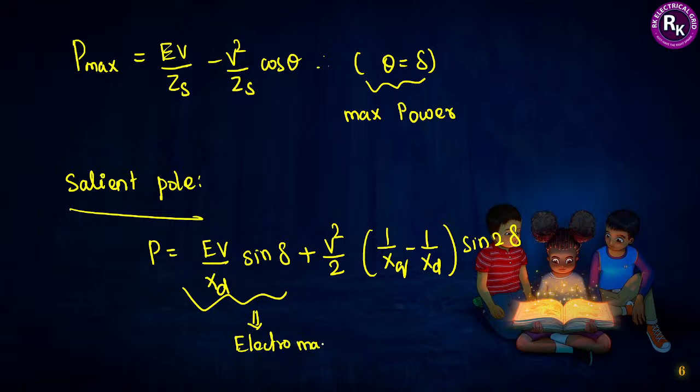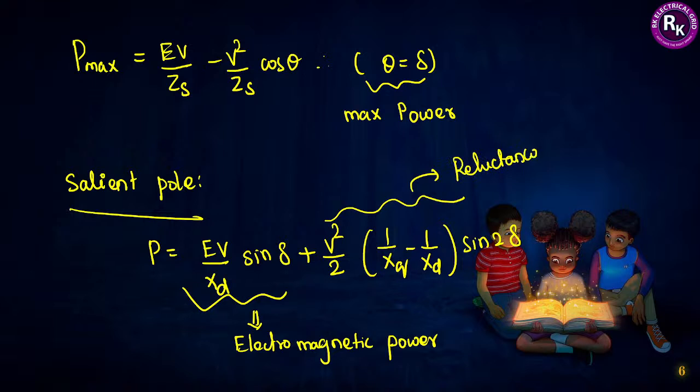The first portion is called electromagnetic power. What about the second portion? The second portion is called reluctance power. So in your examination, while talking about the salient pole machine, it is very important to observe these two things carefully. Sometimes they will ask the total power, sometimes they will ask only to calculate the reluctance power of the salient pole synchronous machine. Sometimes they will ask only to calculate the electromagnetic power. So it is very important to remember all types of relations.